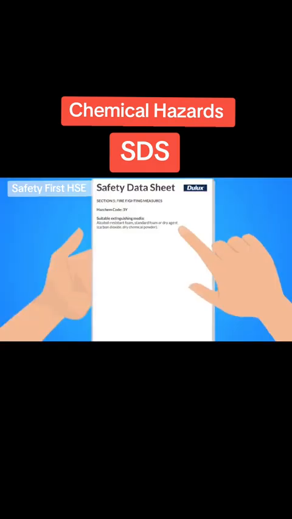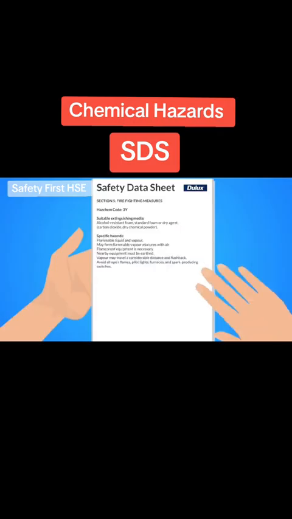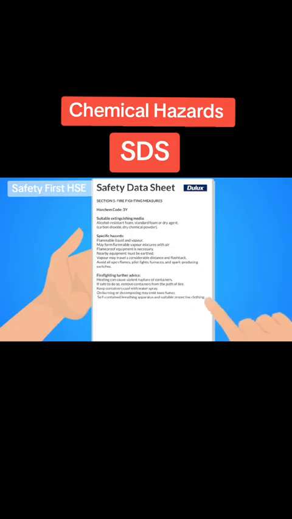Section 5 leads with the HAZChem code and the suitable extinguishing media or fire extinguisher type. Next are the hazards that may start or exacerbate an existing fire. Finally, advice to firefighters fighting a fire involving the substance covered by this SDS.